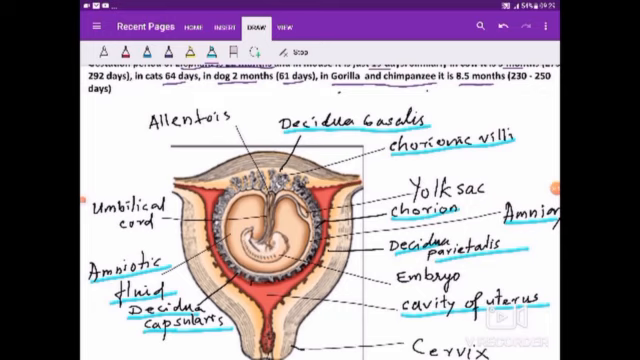part of placenta, and then yolk sac. Yolk sac in other animals like reptiles and birds plays an important role because it contains a lot of yolk, and that yolk or the nutritive substance is helpful in providing the nutrients to the developing fetus. Okay, but in humans, yolk sac does not play any role in nutrition because placenta is there to supply all the nutrients and to remove the waste from the fetal blood.